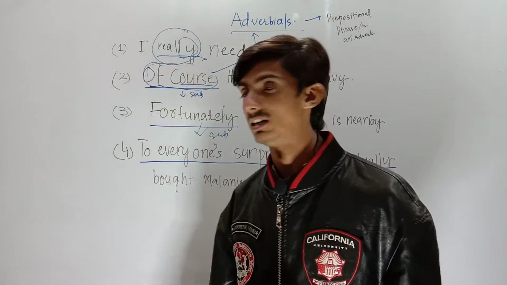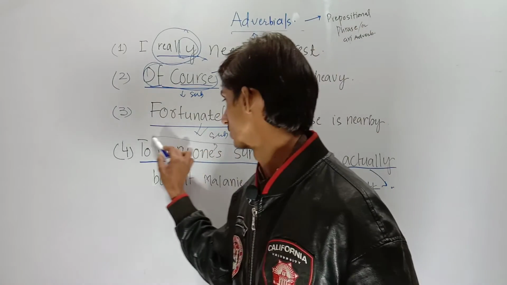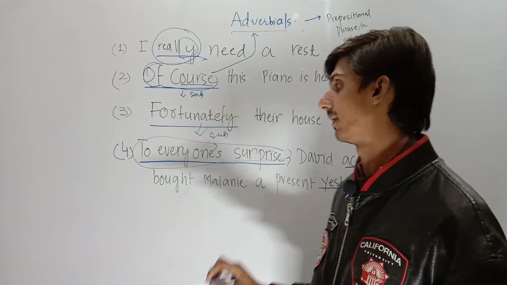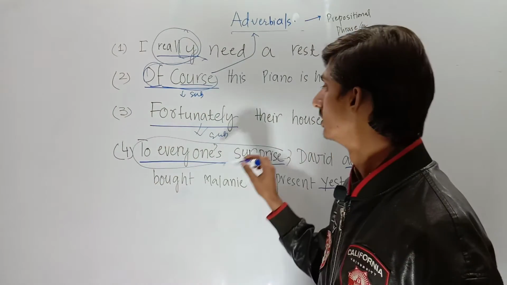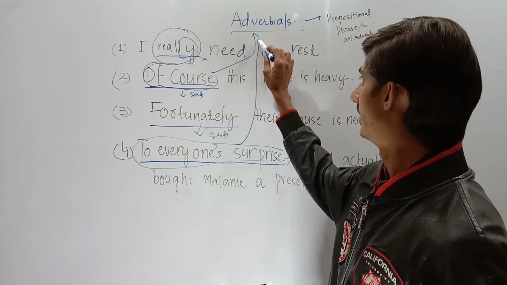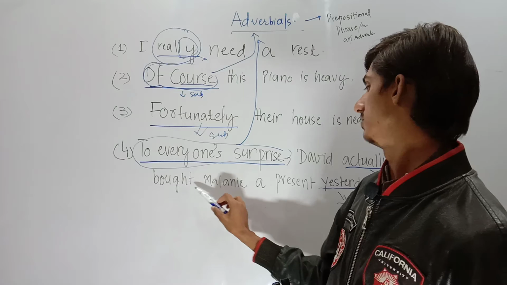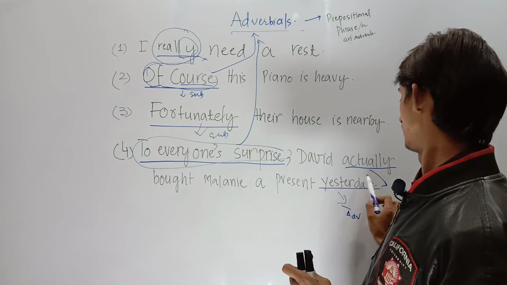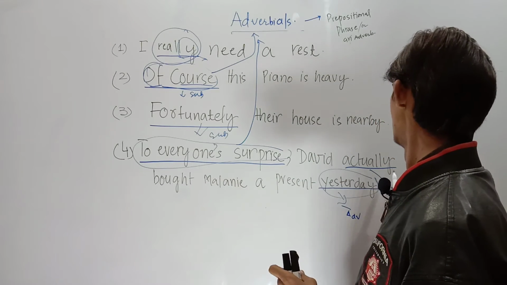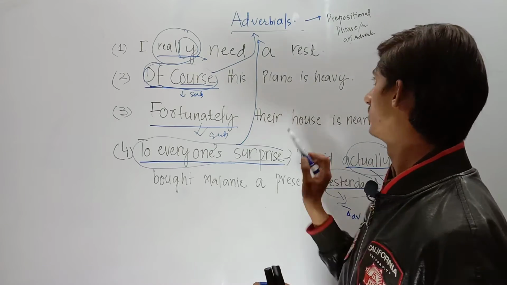So in the last sentence, this is also a prepositional phrase. "To everyone's surprise" is a prepositional phrase. So we call this an adverbial. David actually bought Palani a present yesterday. Yesterday is also an adverbial, and actually is also an adverbial.